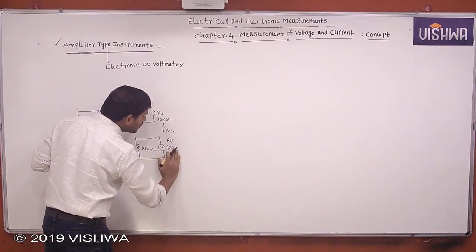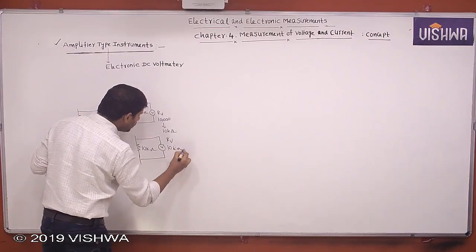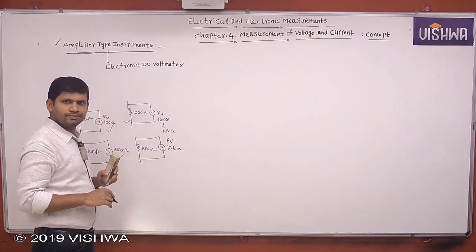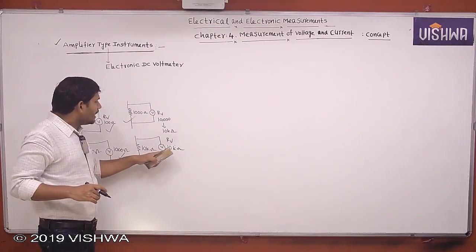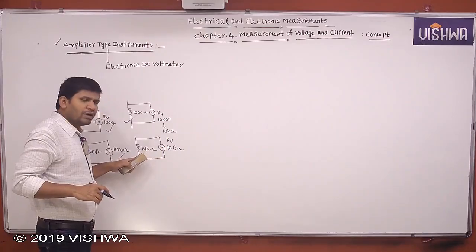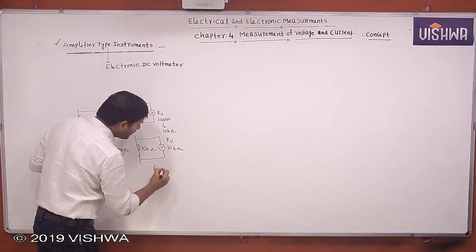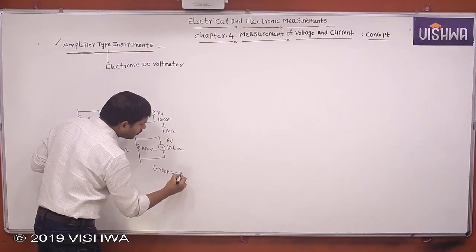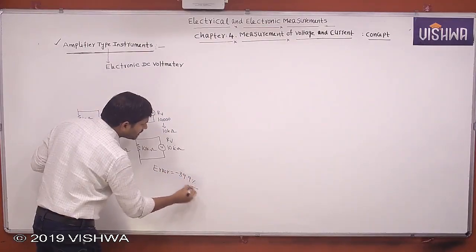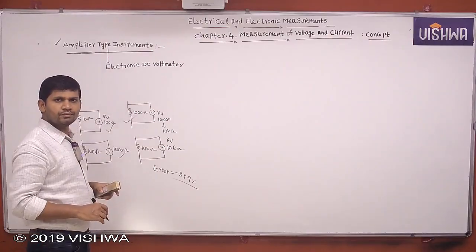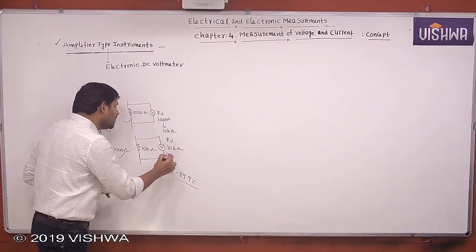That's why I'm using only a 10 kilo ohm voltmeter to measure the voltage across 10 kilo ohms. When I use a 10 kilo ohm voltmeter to measure the voltage across a 10 kilo ohm resistor, it offers an error. I told you already, if RV equals RL, the loading error we get is minus 39.9%. Okay, that is a problem with the PMMC voltmeter.